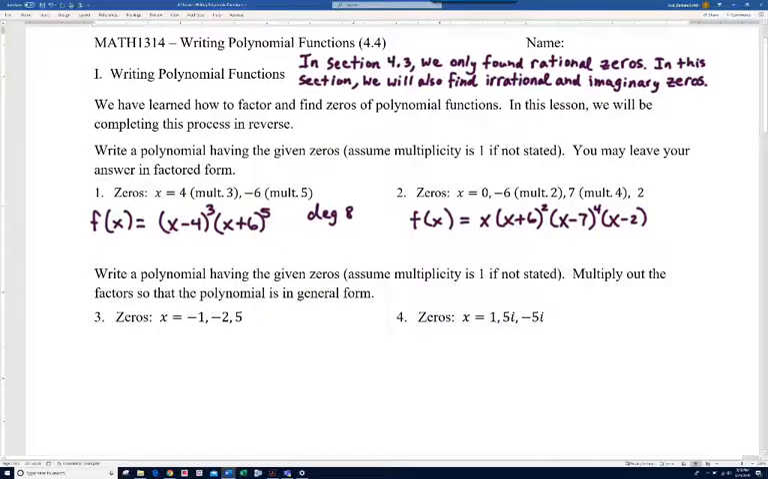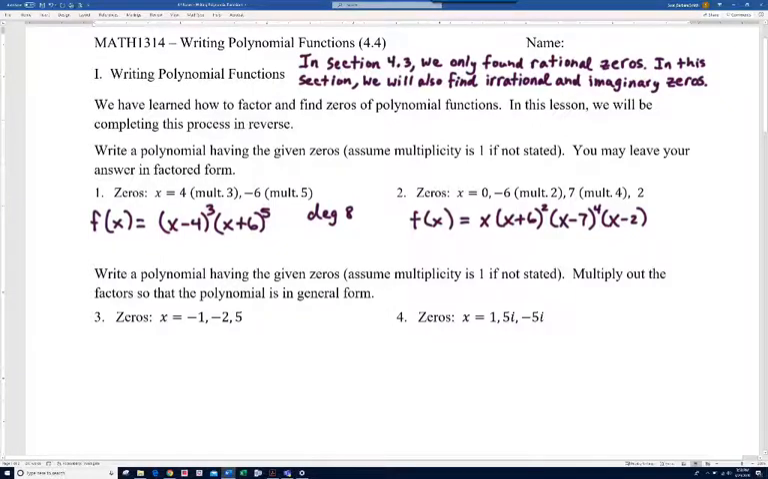And so we end up with x times the quantity x plus 6 squared times the quantity x minus 7 to the 4th power times x minus 2. All right, let's move on to number 3. It says write a polynomial having the given zeros. Assume multiplicity is 1 if not stated. Now here's what's different. It says multiply out the factors so that the polynomial is in general form. So the first step on these problems is going to be easy, but there's going to be a lot of tedious multiplications we've got to do, as you'll see very quickly here.